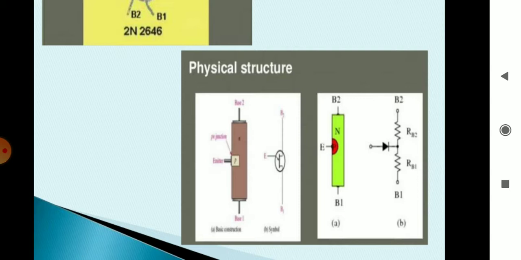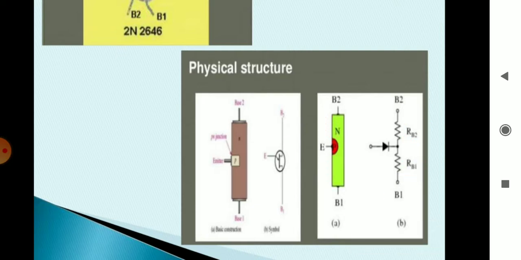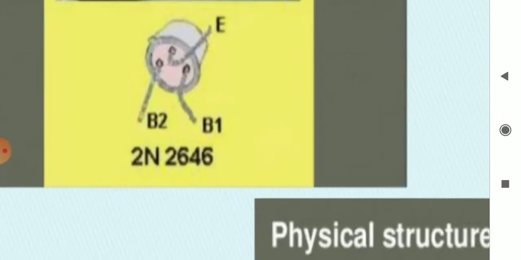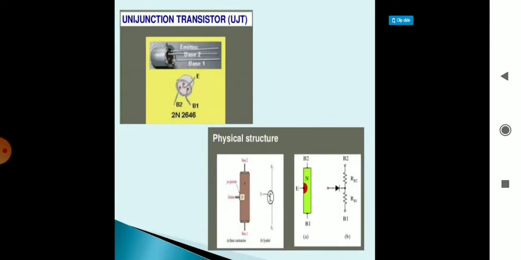Again, the aluminum rod, which we call the emitter terminal: if it is closer to B2, then the value of RB2 is going to vary. If it is closer to B1, then the value of RB1 is going to vary. Based on the position of the emitter, that is the heavily doped P region, the values of the resistances RB1 and RB2 vary. So this is the physical structure of a UJT, which consists of three terminals: emitter, B1 and B2. The model number is given over here.